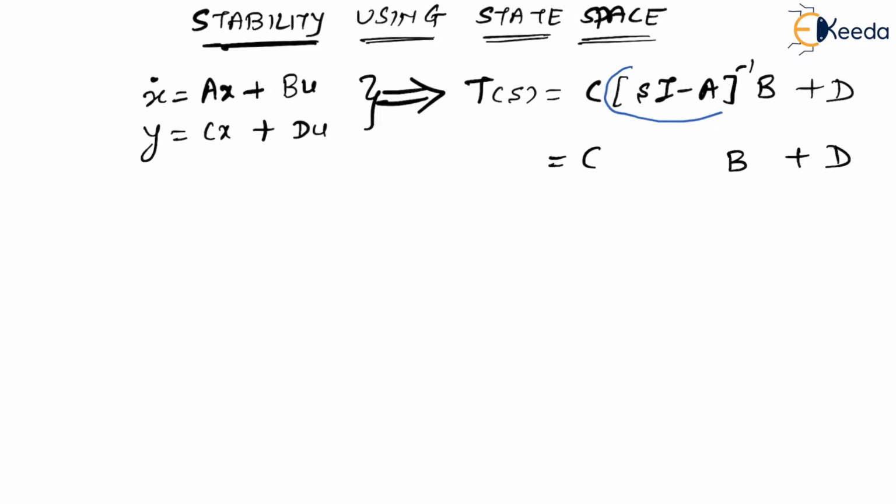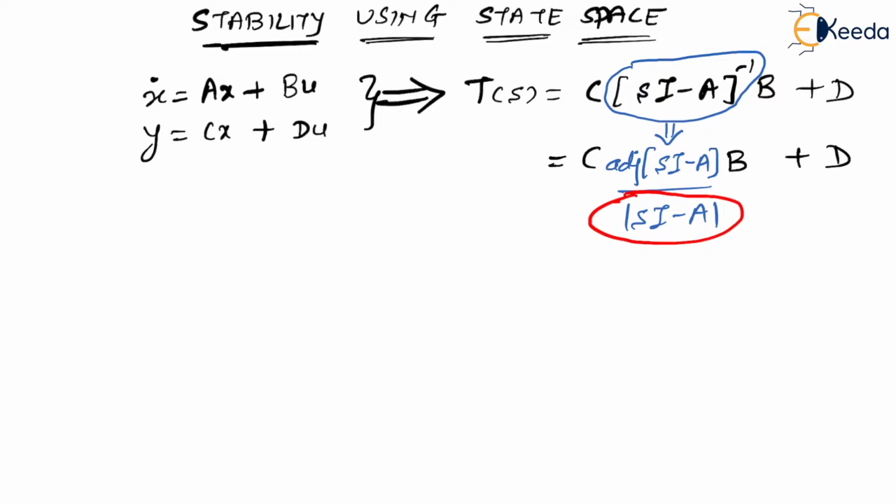So this inverse, (sI minus A) inverse, is nothing but the adjoint of (sI minus A) upon the determinant of (sI minus A). Adjoint of (sI minus A) divided by determinant of (sI minus A). Now this is the transfer function. What is the denominator of this transfer function? Definitely this is the denominator of the transfer function. Now we know that the denominator of the transfer function gives you poles.